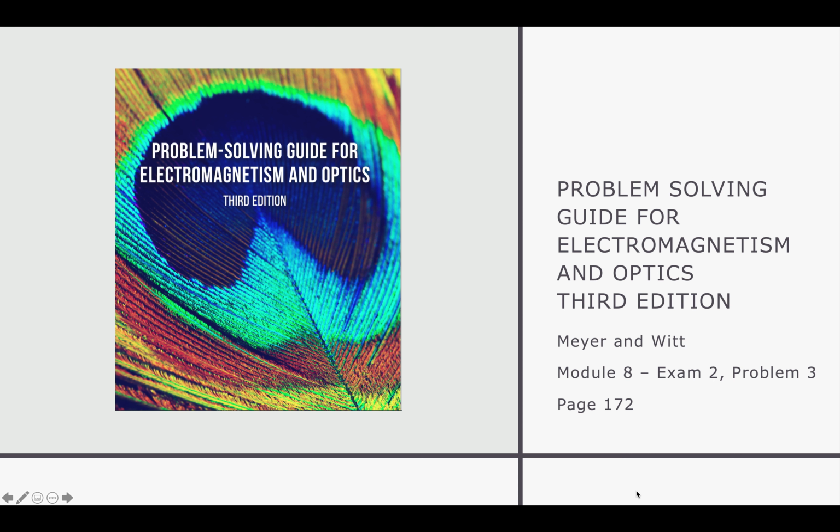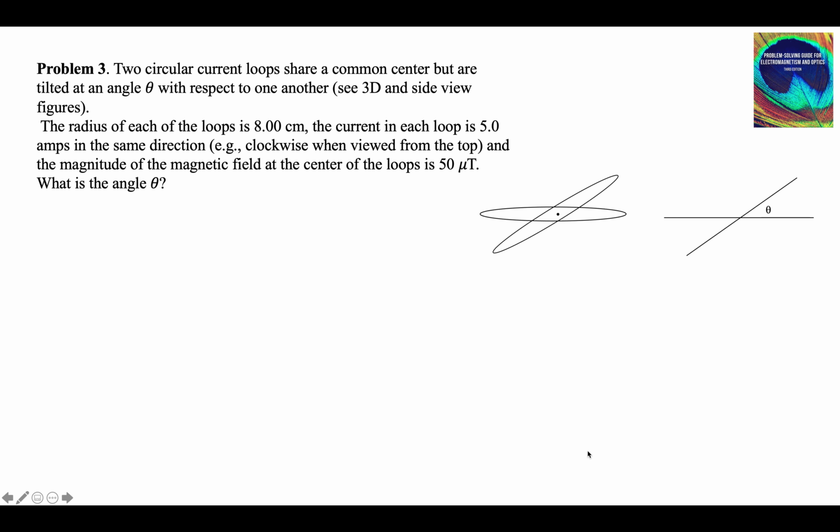This is a walkthrough of problem 3 on exam 2 of module 8 in the book Problem Solving Guide for Electromagnetism and Optics. We have two current loops that share a common center. They are tilted at an angle theta with respect to each other. Here are two views. The radius of each loop is 8 centimeters. The current in each loop is 5 amps.